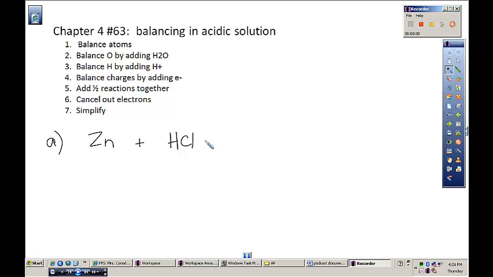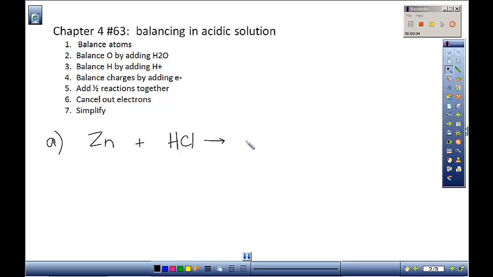63, letter A. You have zinc and hydrochloric acid reacting to form zinc ion and hydrogen gas. Look at the oxidation numbers first. Zinc is by itself, 0; hydrochloric acid is +1, -1; zinc ion is +2; and hydrogen is 0. Look to see what has changed.